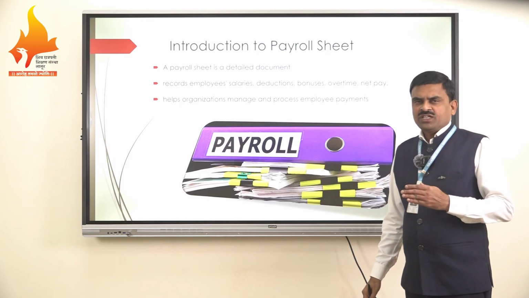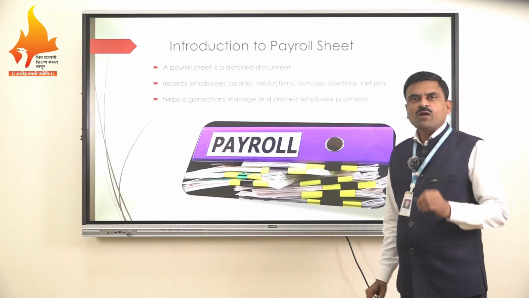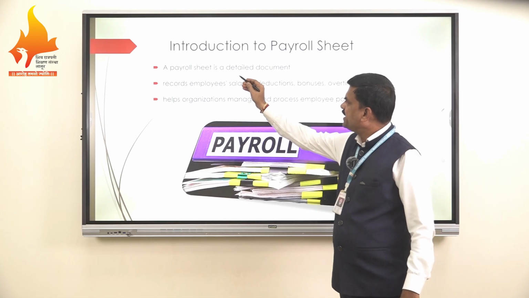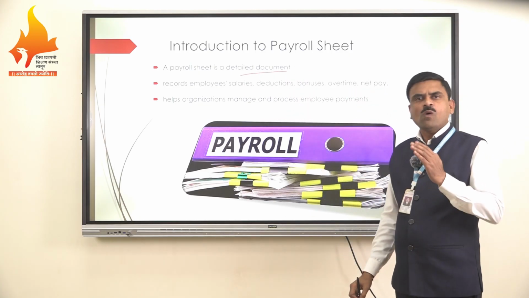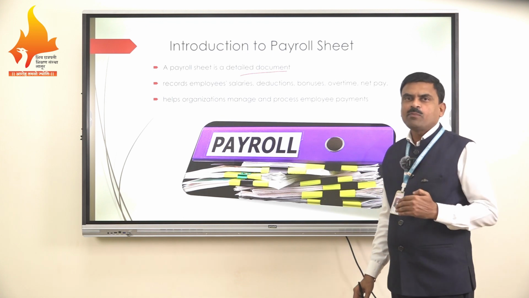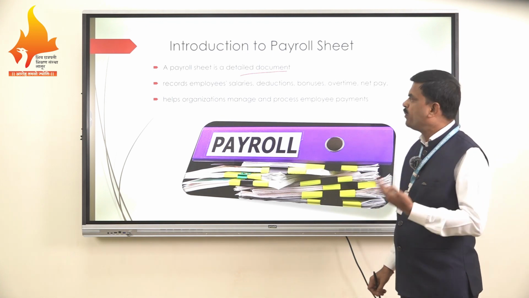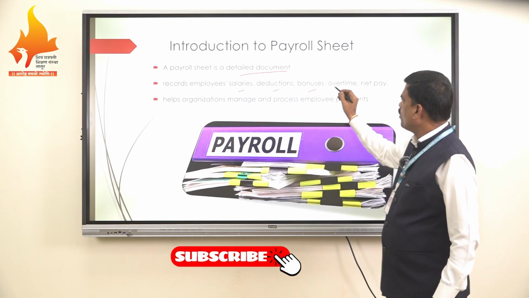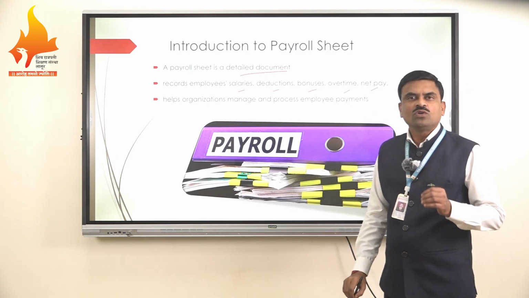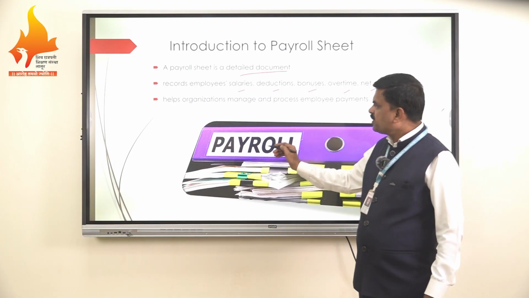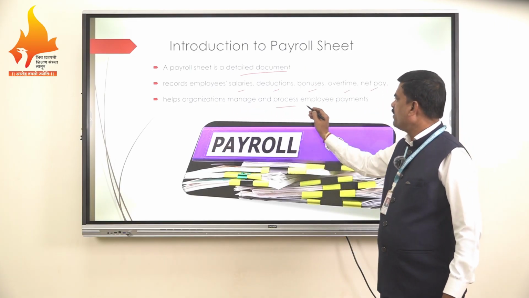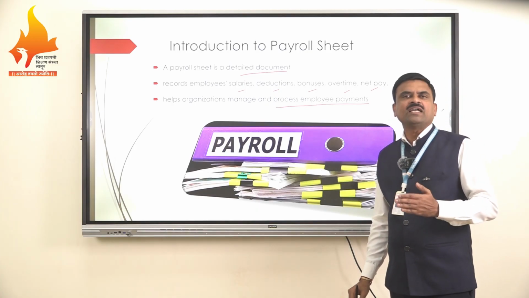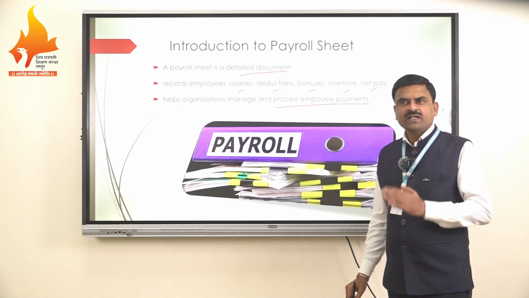Now, the organization also keeps the payroll sheet of the organization's working employees or laborers. This payroll sheet is a detailed document which includes all types of contents related to the employee which the organization uses to pay the employee. This record includes the salaries, the deductions, the bonus, overtime, and the net pay to the employees. So this particular payroll helps the organization to manage and process the employees' payments. This document helps the organization as well as laborers to know their payment records.